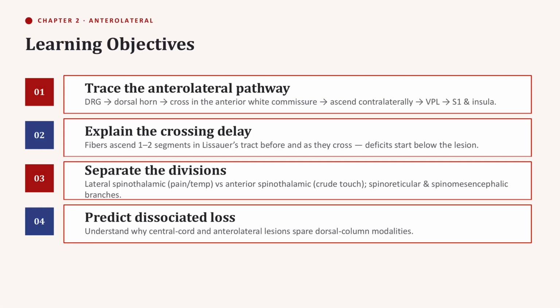Why fibers ascend 1 to 2 segments in Lissauer's tract before they synapse and cross, so that the deficit begins below the lesion. Third, separate the divisions: lateral spinothalamic for pain and temperature, anterior spinothalamic for crude touch, plus the spino-reticular and spino-mesencephalic branches. And fourth, the payoff: predict dissociated loss. Understand why central cord and anterolateral lesions knock out pain and temperature while sparing the dorsal column modalities entirely.